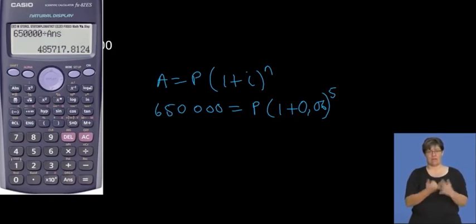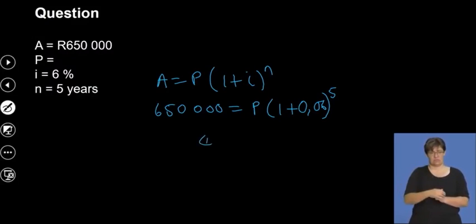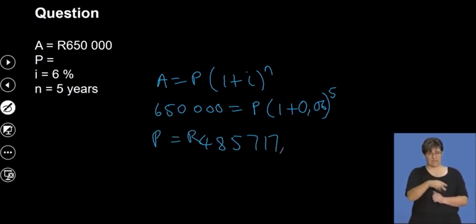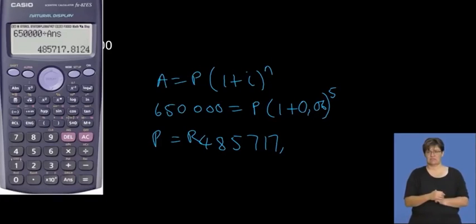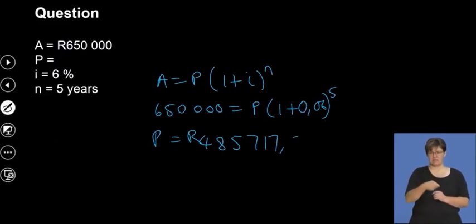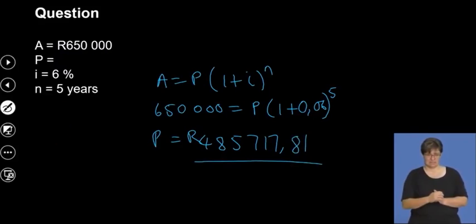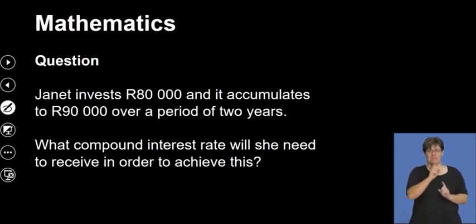So what you must invest now to get 650,000 in 5 years time is 485,717 rands. And that's the P value. And this has a couple of cents with it, which is 81 cents. And that's the amount you must invest now. So this is us trying to find what the value of P is.